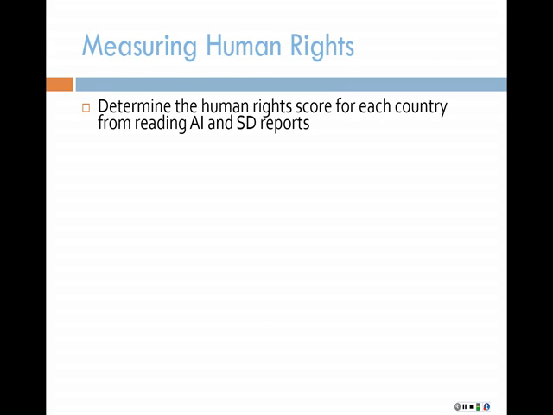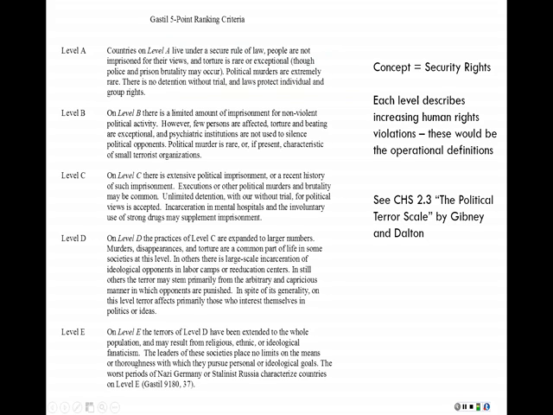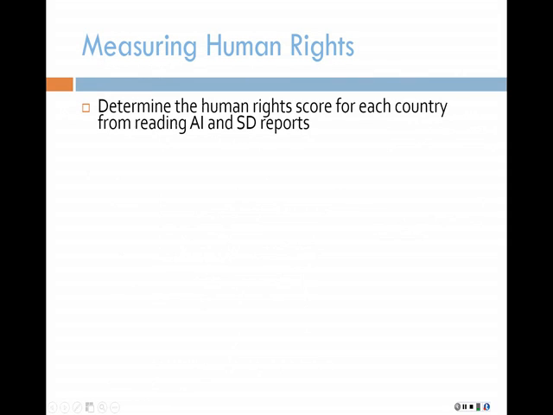So, how do we get this information? Well, what they do is they go to Amnesty International, the organization, because Amnesty International every year writes a report on the human rights conditions of all countries. So people will read through those documents and give these different level scores to that particular country. The United States State Department also writes an annual report on human rights, and so there's 2 source documents. So we determine the human rights score for each country from reading Amnesty International and State Department reports.